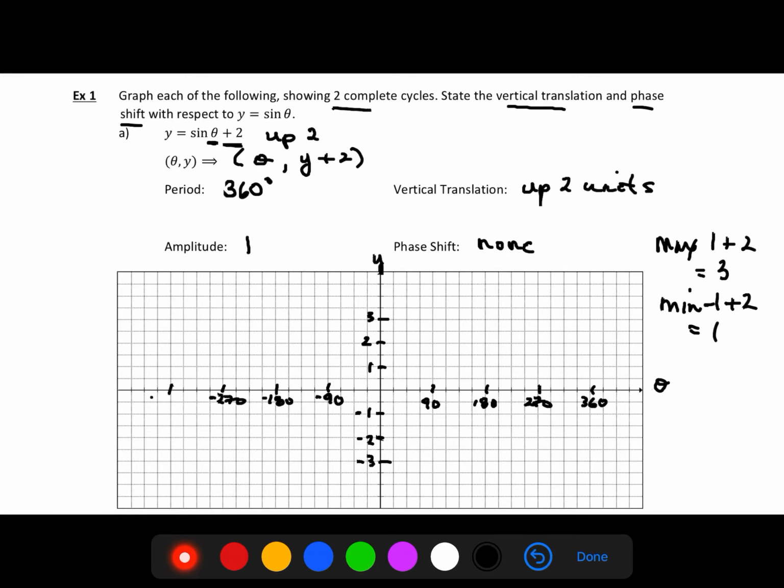Okay, and now we can start to plot our points. What I would do in a lot of cases is graph my base graph of y equals sine theta. So we're going to do that: 0, 0, 90, 1, 180, 0, 270, -1, and 360. Now I'm going to put a dotted line in here because this isn't the graph that I want to end up with. Again, into our negatives, following the same pattern.